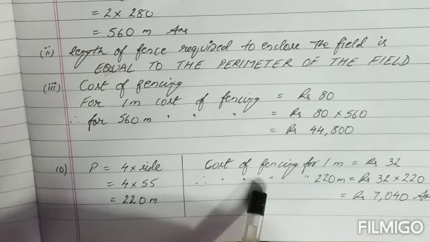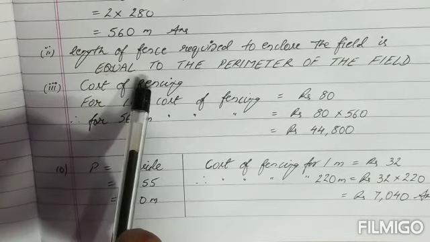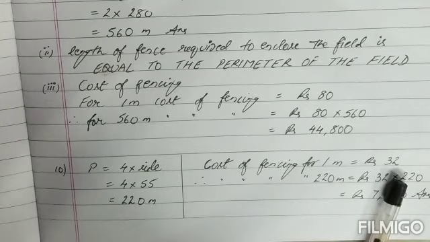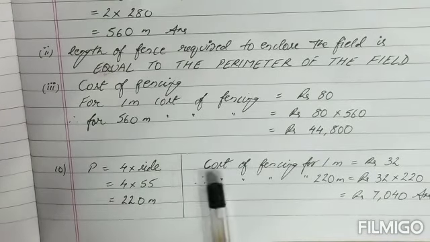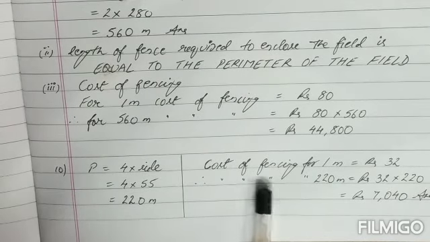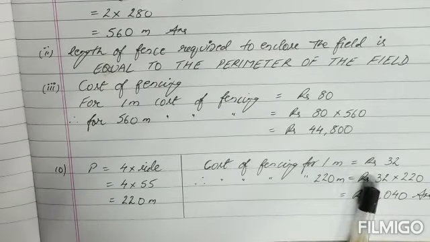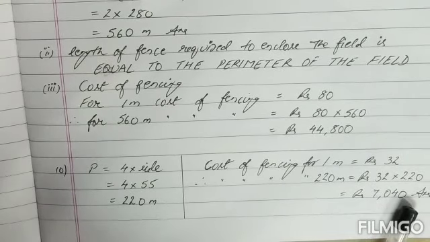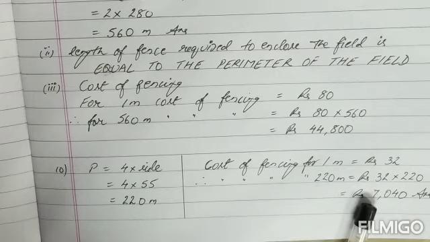And then the cost of fencing is the same as what we did in the previous question, children. For 1 meter, the cost is 32 rupees. So the complete fencing is to be done for 220 meters. So the cost of fencing for 220 meters is 32 into 220, which is equal to 7,040 rupees. So this is the answer for the 10th one.